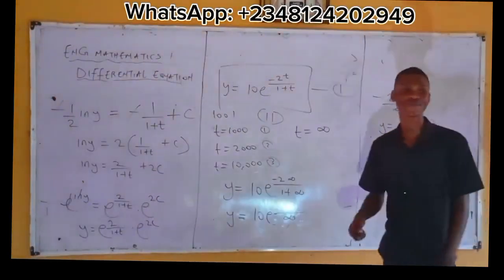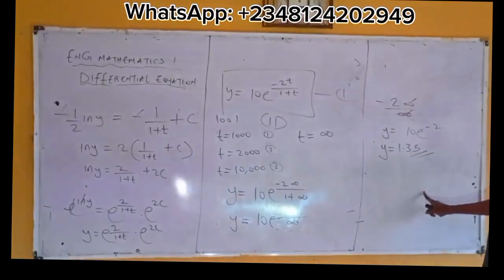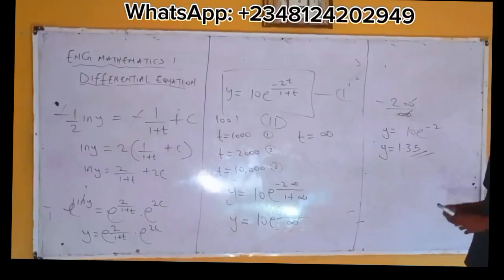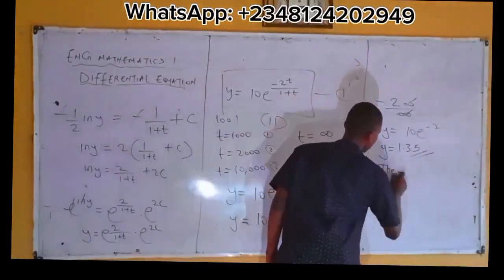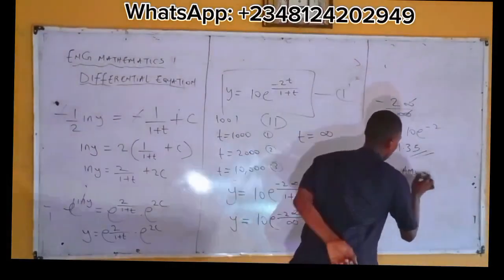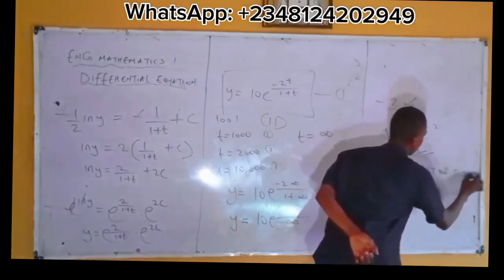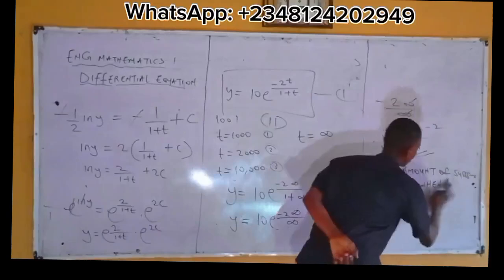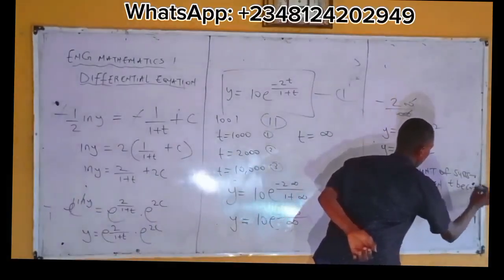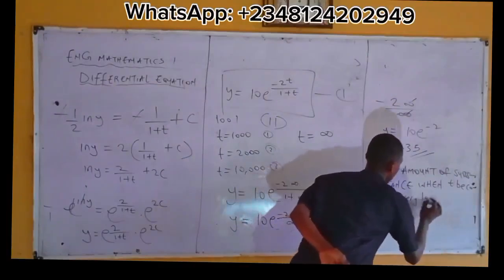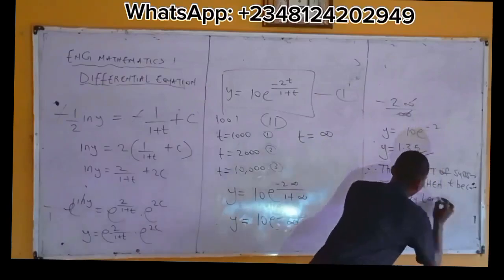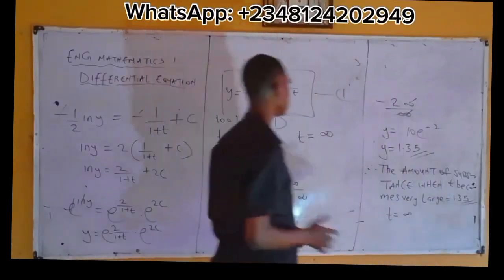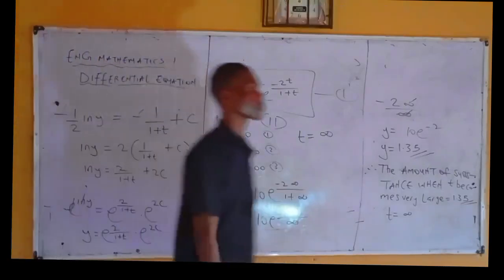This is question 2: deduce the amount of substance when t becomes very large. Meaning that when t becomes very large, this is the amount of substance. So you can write, therefore, the amount of substance when t becomes very large is equal to 1.35. And t becomes very large when t is equal to infinity. So these are the solved word problems relating to differential equations.